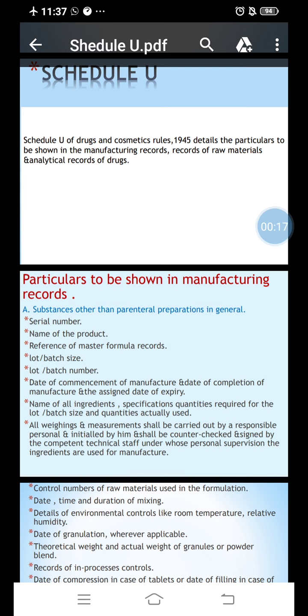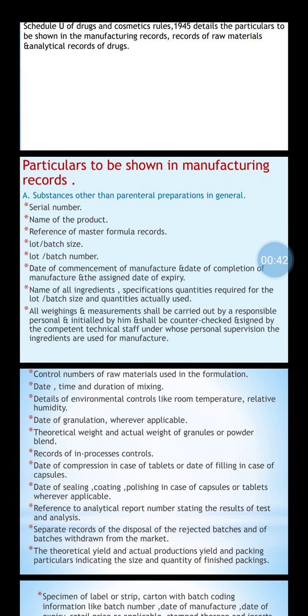Schedule U of the Drugs and Cosmetics Rules 1945 details the particulars to be shown in manufacturing records, records of raw materials, and analytical records of a drug. So what are the particulars to be shown in manufacturing records? In that, you will see one by one.